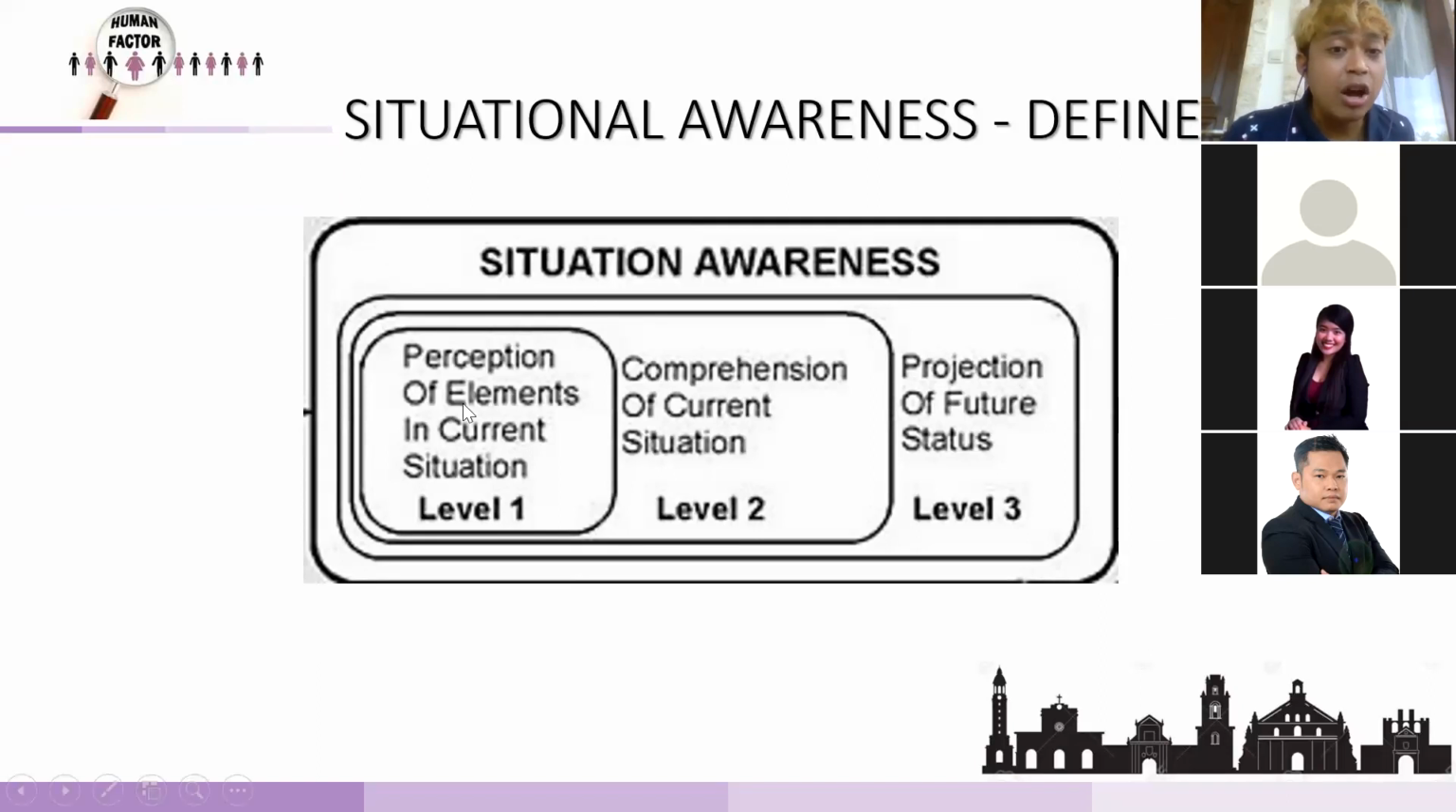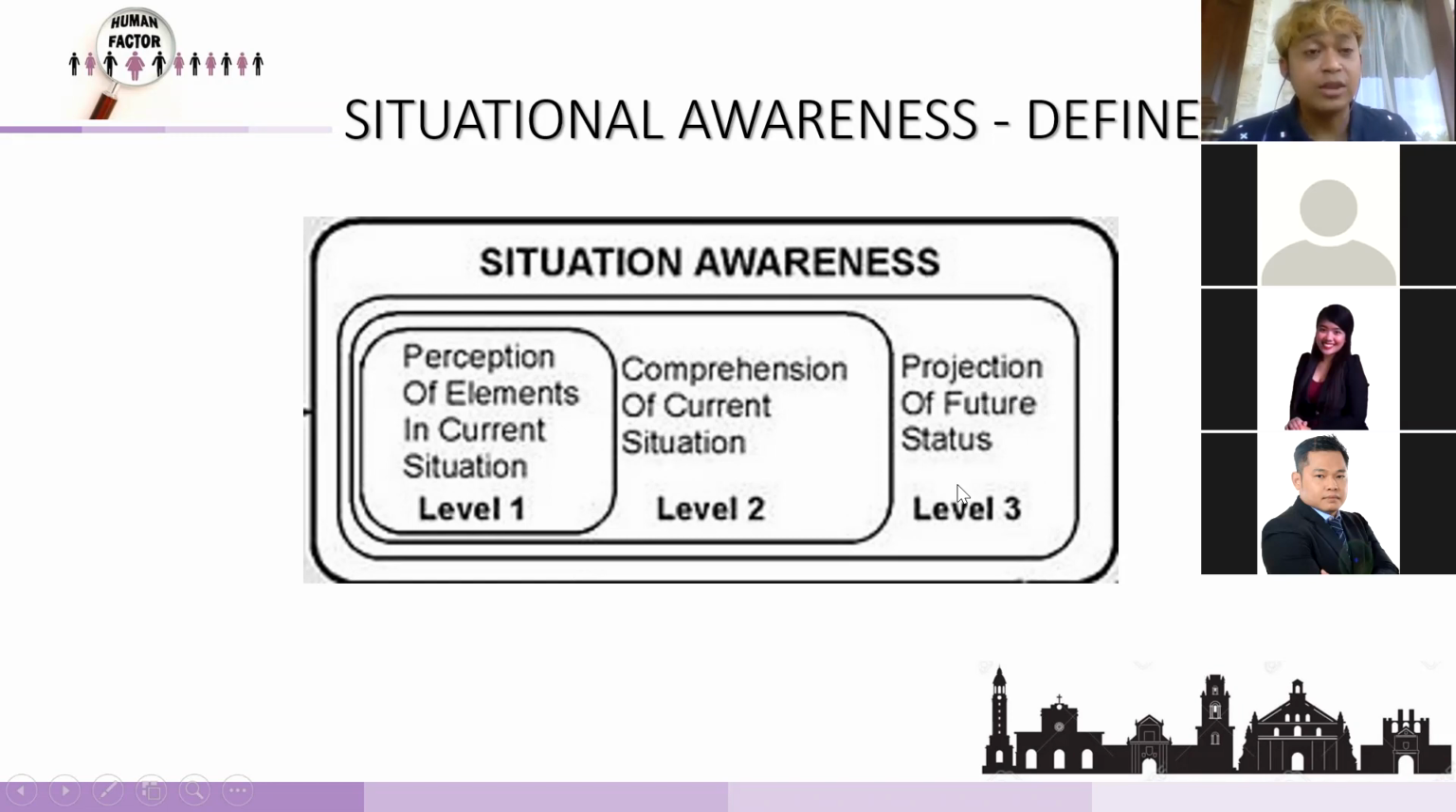You have the perception of elements in the current situation. Okay, so there is a room behind me, there's a seat next to me, and so on. And you comprehend the current situation. But usually the comprehension of the current situation, level 2, is quick. But the final one is actually the most important one, I think.